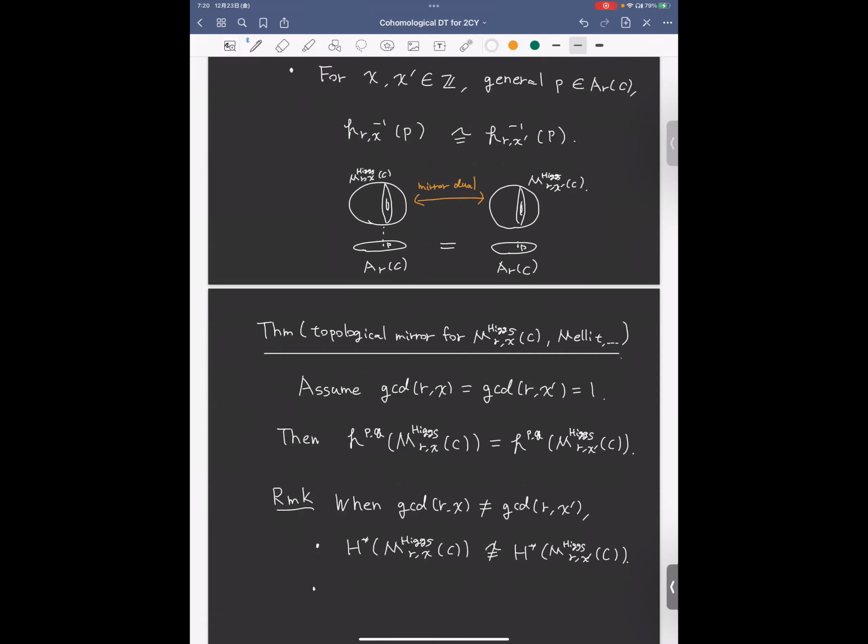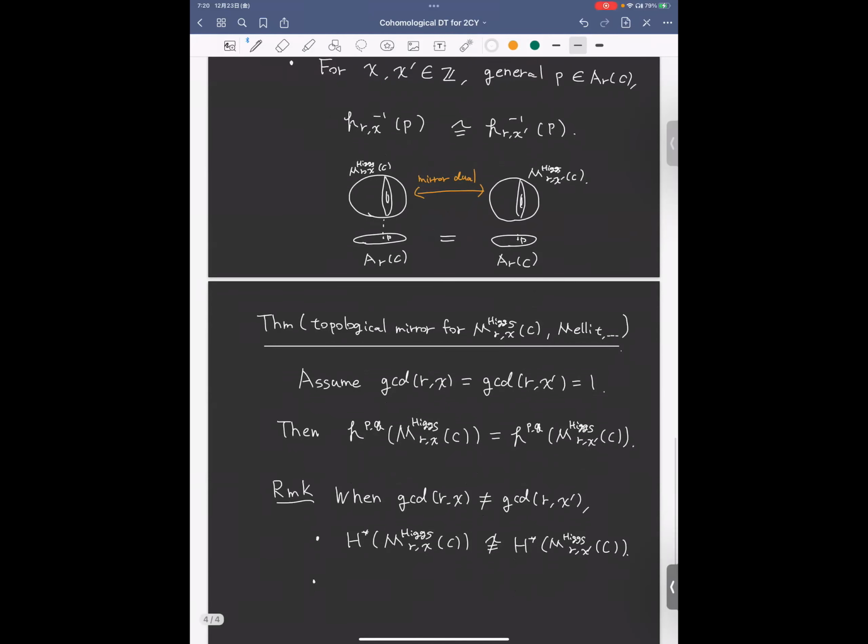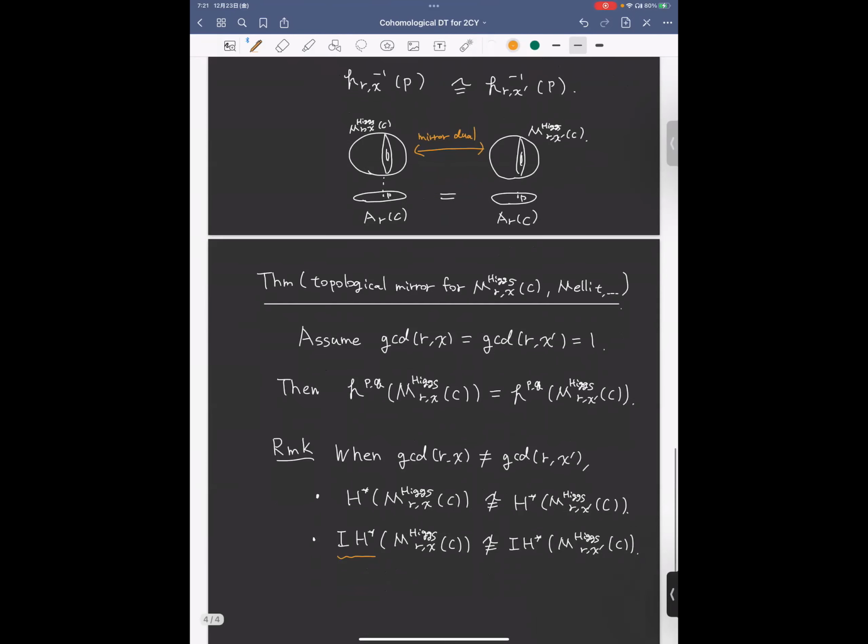And a natural alternative to the cohomology is intersection cohomology. So we can imagine that if we use the intersection cohomology, then the statement is true, but actually this is not the case. We can show that the intersection cohomology does not satisfy the chi-independence phenomena or topological mirror symmetry phenomena. Okay. Here, IH is the intersection cohomology group.